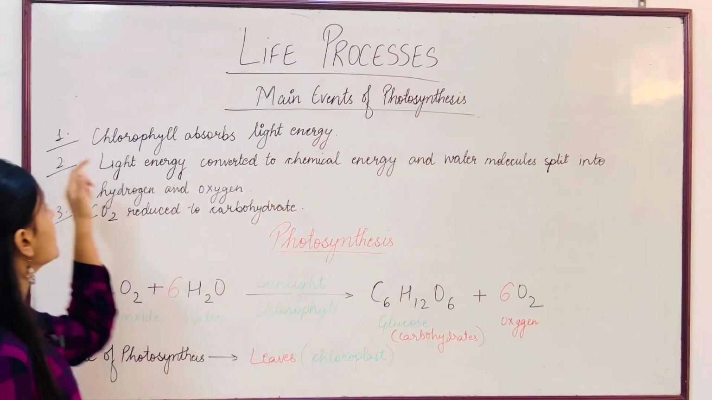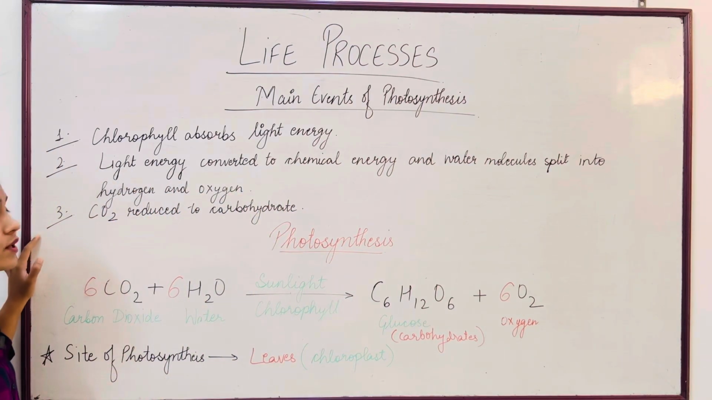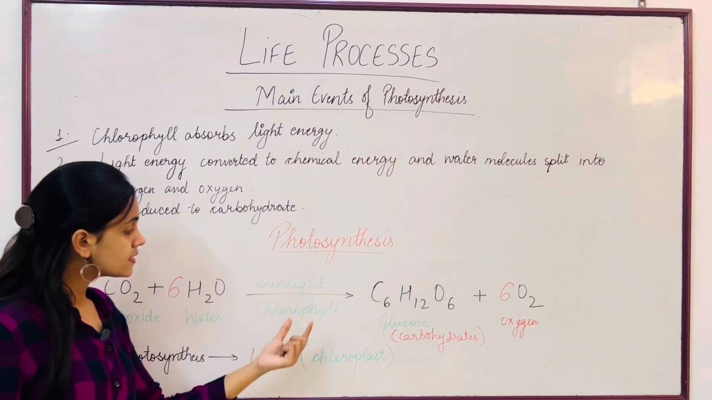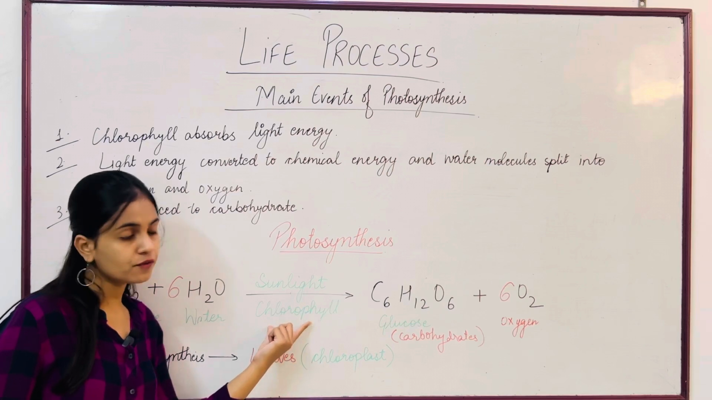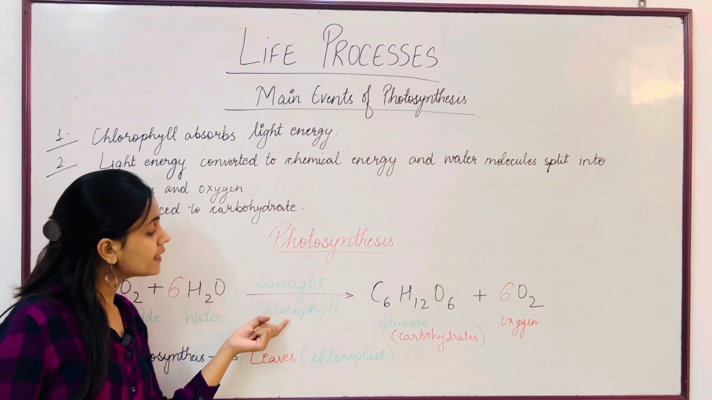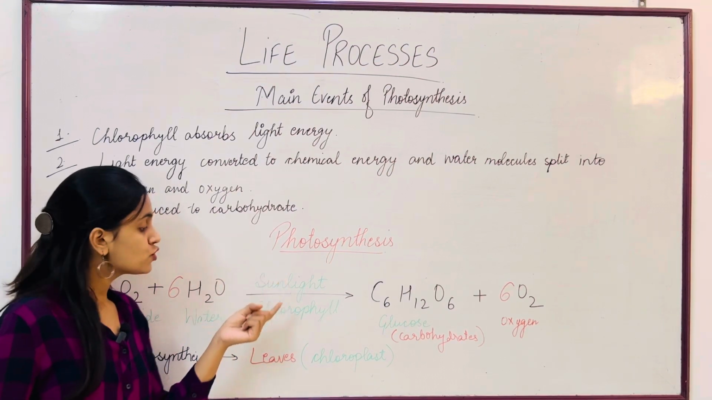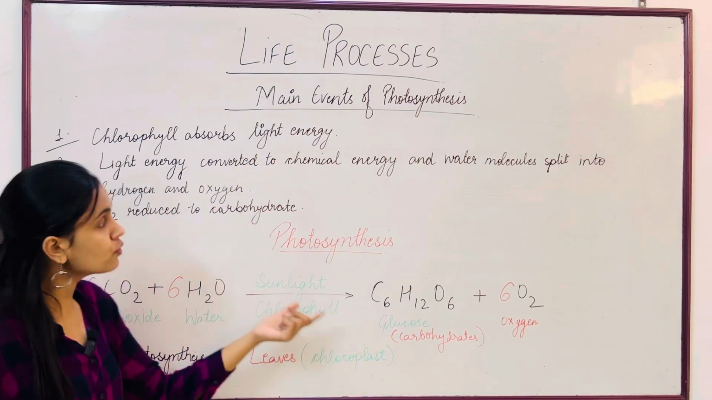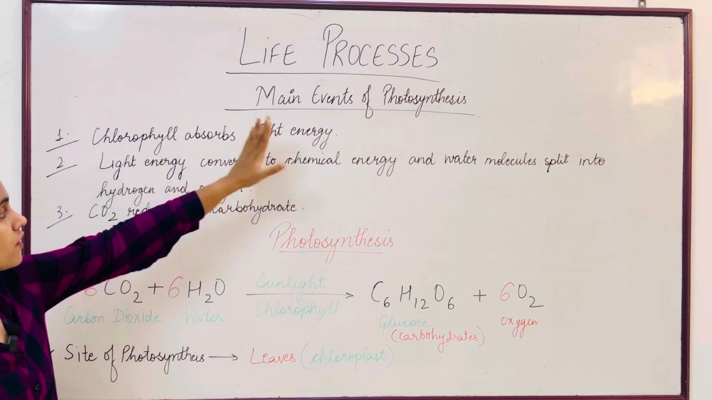So do remember these three events. You have to write all these three events. The first event is chlorophyll absorbs light energy. See, I have talked about the importance of chlorophyll. The importance of chlorophyll is that it absorbs the sunlight. So chlorophyll absorbs light energy. Sunlight is a form of light energy only. The first event is chlorophyll absorbs light energy.